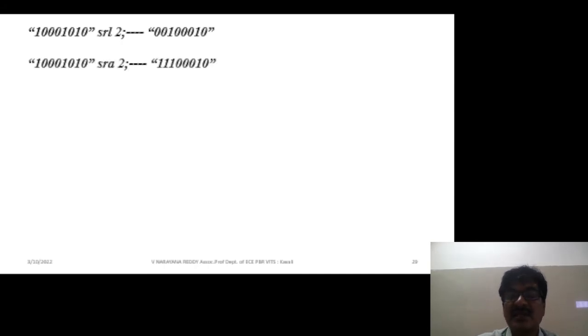But in the arithmetic case, what happens? The same thing will happen, the data will be shifted towards the right side, but the 2 vacant MSB positions are filled by the MSB bit of the original data. What is the MSB bit of the original data? 1. So that's why in the result the two MSB positions are filled with the MSB bit of the original data, that is 1 1. So this is the expected result on applying shift right arithmetic.